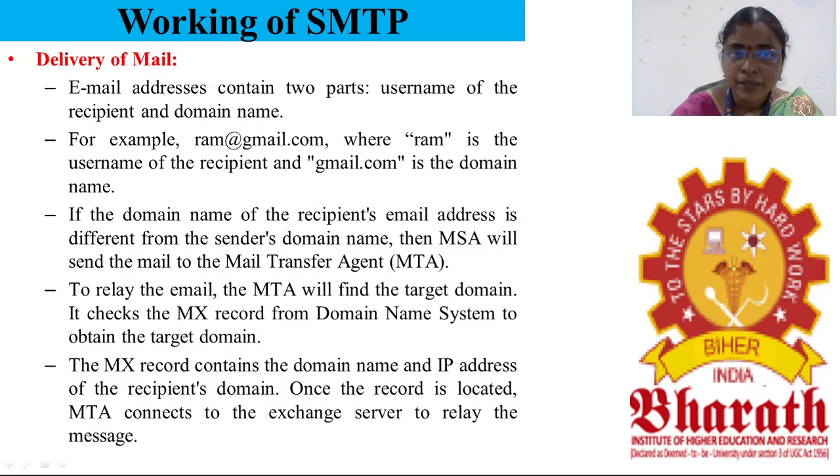So what is the IP address of gmail.com? That will be identified with the help of the domain name system's MX record, mail exchange record. The record contains the list of domains and the list of IP addresses of the various domains supported by the domain name system. The MX record contains the domain name and the IP address of the recipient's domain. Once the record is located, the MTA connects to the exchange server to relay the message.